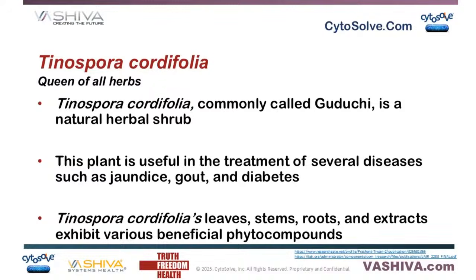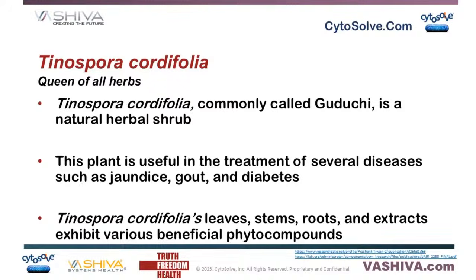Tinospora cordifolia is referred to as the queen of all herbs. Tinospora cordifolia is a natural herbal shrub widely recognized for its therapeutic potential. It is traditionally used in the treatment of various chronic and metabolic disorders, including jaundice, gout, and diabetes.